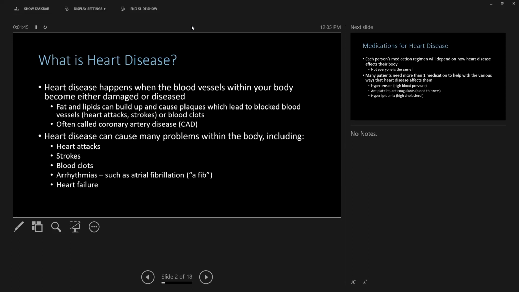So the things we try to prevent here, like I said, are heart attacks and strokes, blood clots, and arrhythmias. This is a fancy term for a heart rhythm that is not normal. The most common one is called atrial fibrillation. If you watch the news in the evening, there are always commercials that mention atrial fibrillation, or as many people refer to it, AFib. And then of course, heart failure.